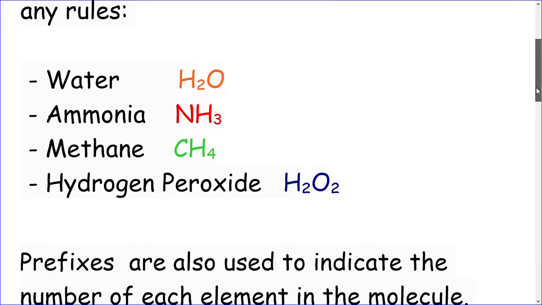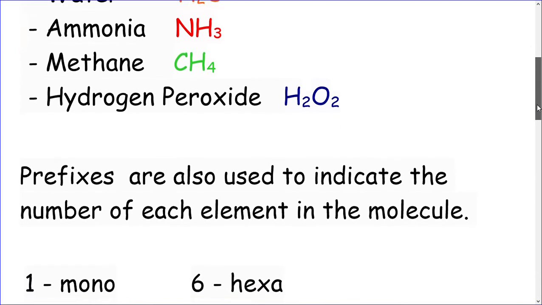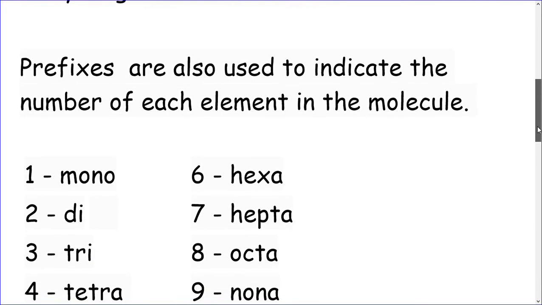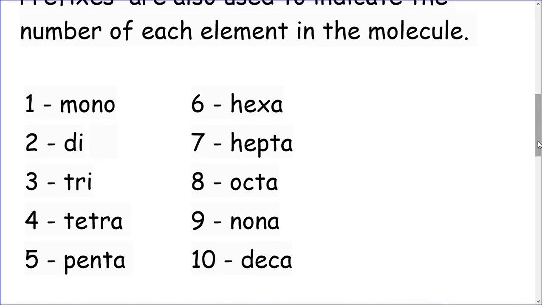Otherwise, when we name them, prefixes are used to indicate the number of each element in the molecule. What I'm going to show you is called the IUPAC naming system. It's the International Union of Pure and Applied Chemistry, so it's kind of like the metric system, specifically for chemistry. As we go through and name these things, these prefixes come up quite a bit. These are things that, yes, you'll have to be able to recall and know. It's not something that you'll be given on any sheet.